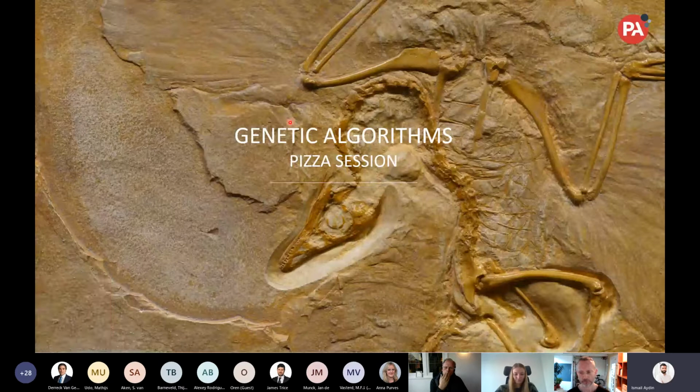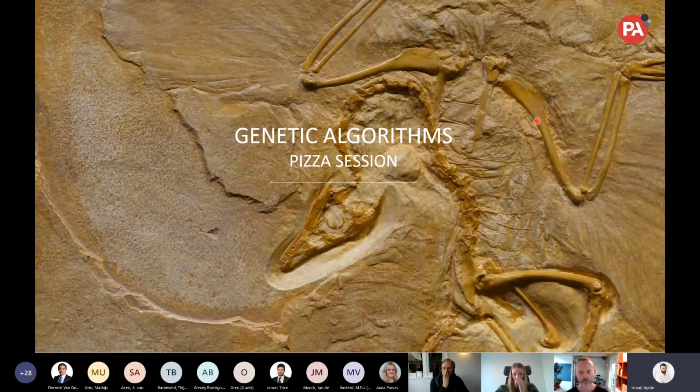Today's pizza session will be about genetic algorithms. I don't know how many of you are familiar with genetic algorithms. How many of you have hands-on experience with them? If so, could you please raise your hand so I can get a good feeling of what you know. It's immediately climbing above 9, 10 actually, so that's over a third of this group, which is really cool to hear.